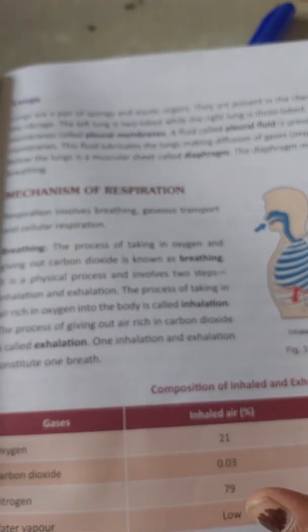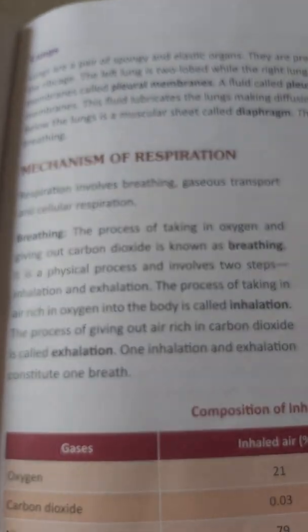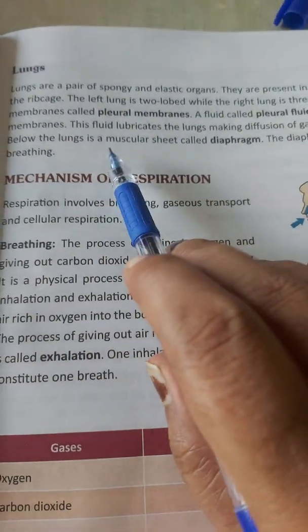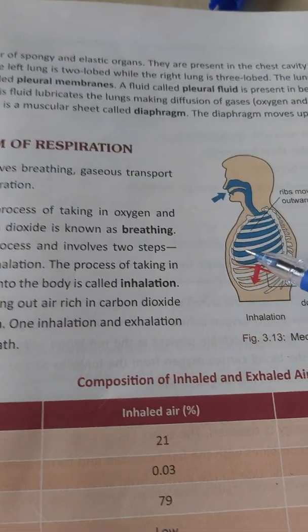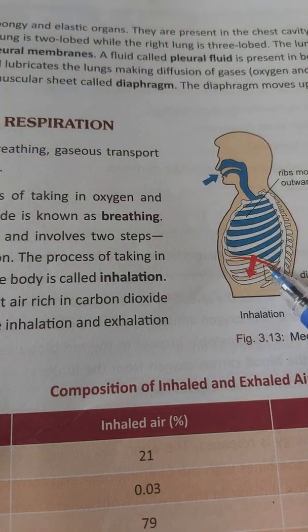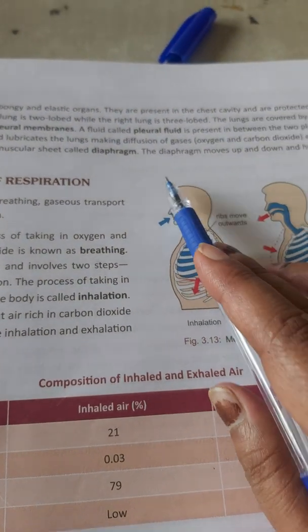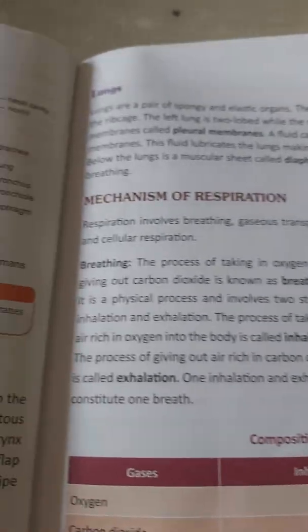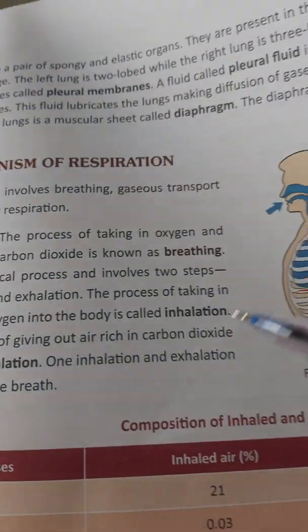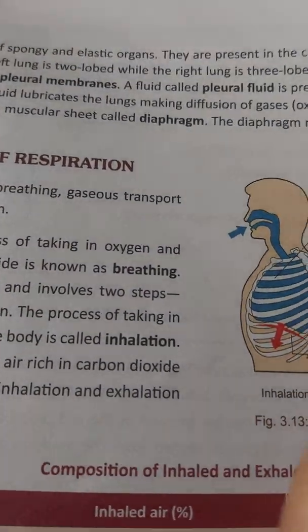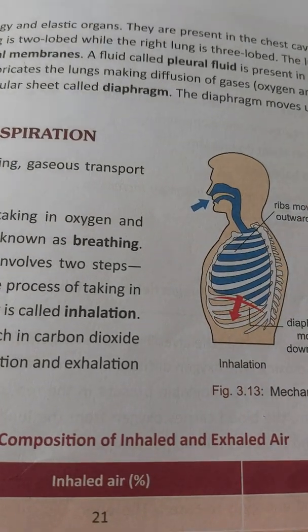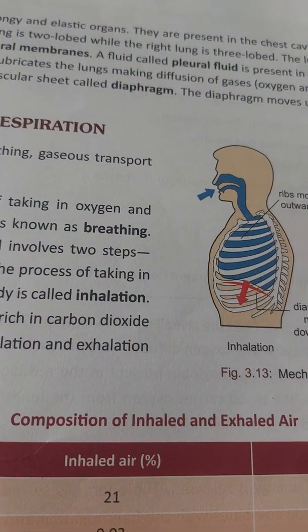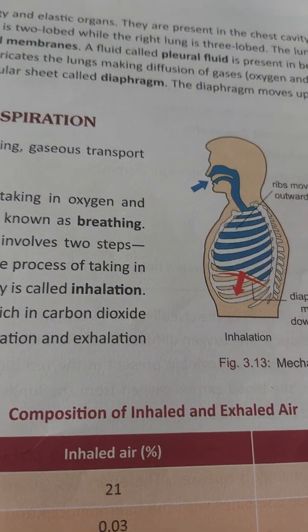Now after this, below the lungs is a muscular sheet called the diaphragm. Below our lungs there is a sheet which is called the diaphragm. The diaphragm moves up and down and helps in breathing. When we breathe in, the diaphragm moves up, and when we release our breath, the diaphragm moves down. So it helps in respiration. Diaphragm helps in respiration.